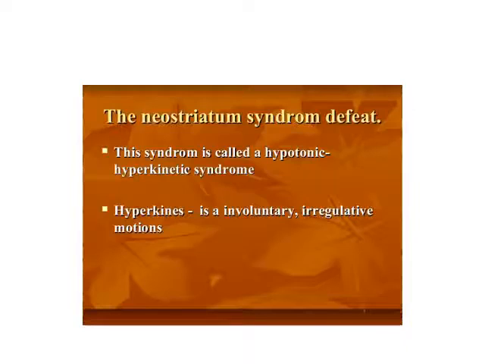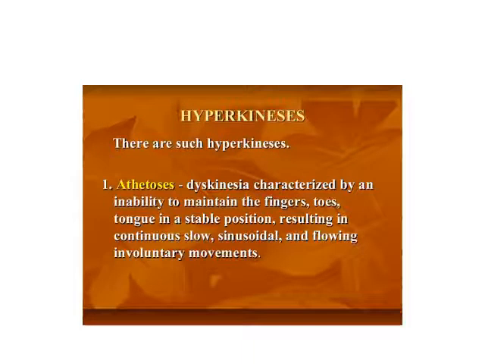Okay, so we finished the paleo-striatal syndrome. Now we have the neo-striatal syndrome, which is called hypotonic hyperkinetic syndrome. Hyperkinesia here is involuntary, irregular motion. There are several types of hyperkinesia.